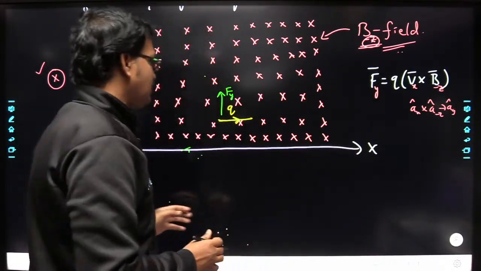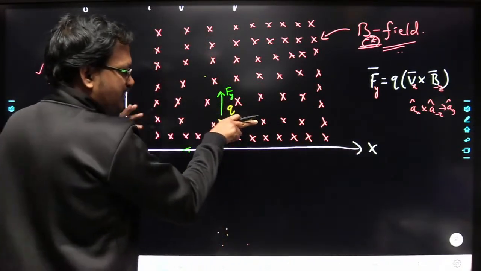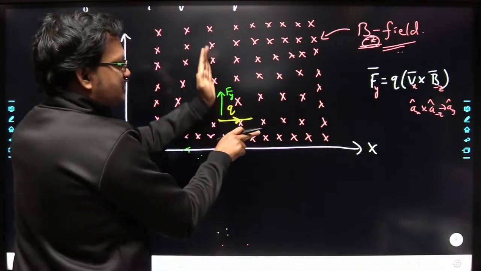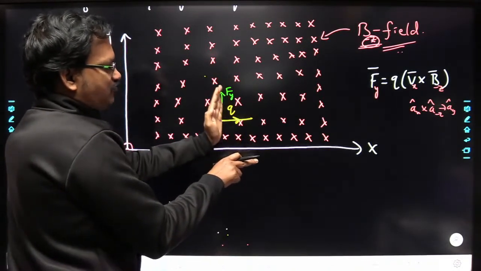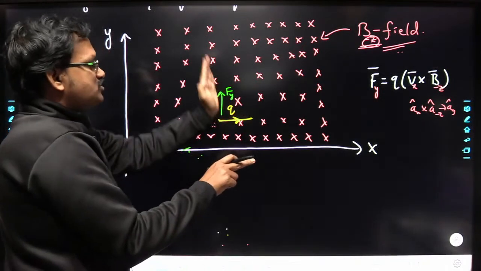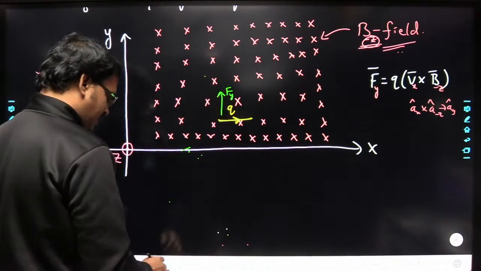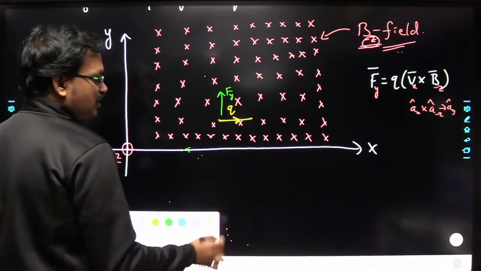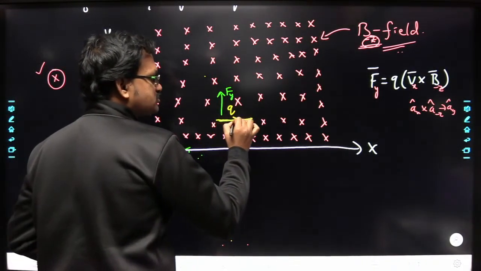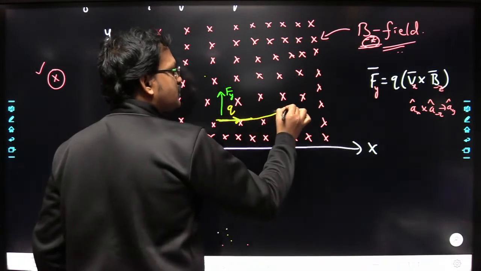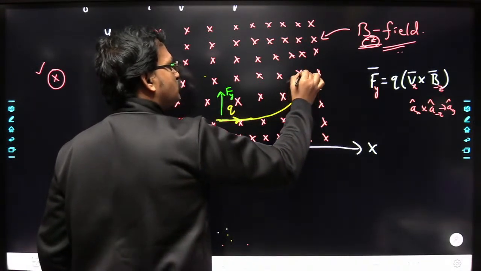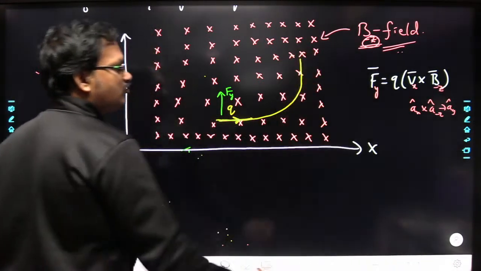In the same manner, whenever a charge is moving like this, a force Fy, that is the magnetic force, is pulling that charge in the positive y direction. Whenever it is pulling the charge in the positive y direction, that charge is going to take some curved path, and finally tries to move along the y direction.